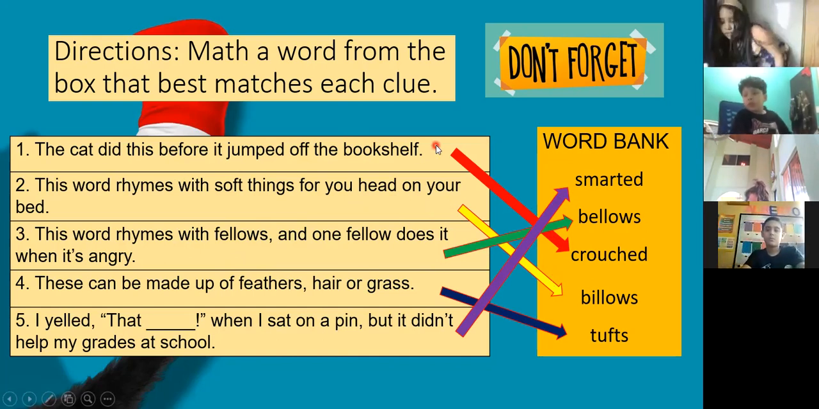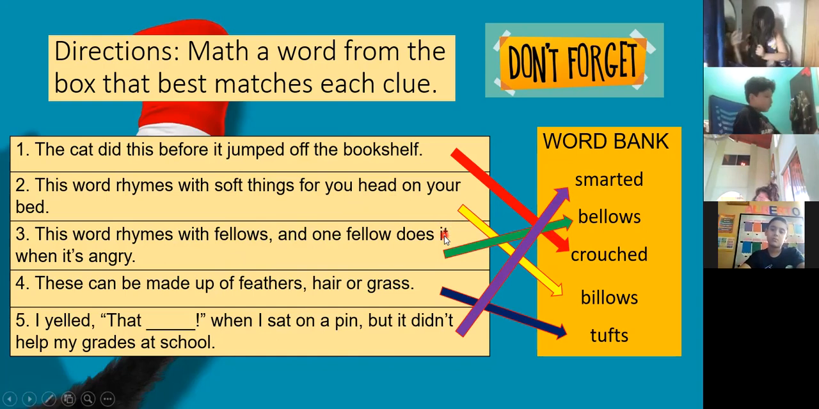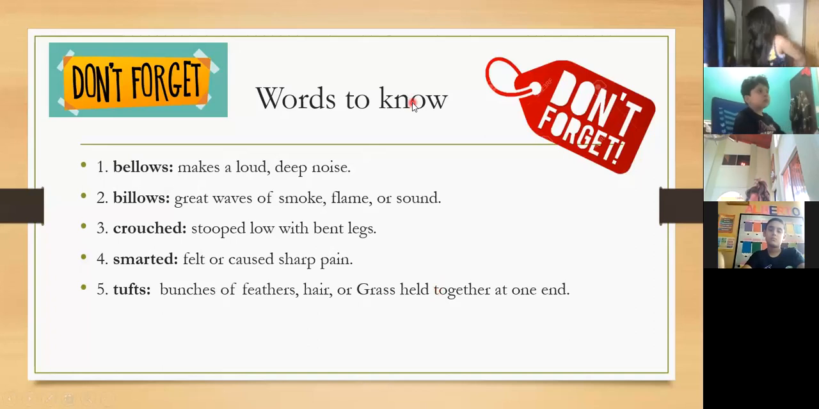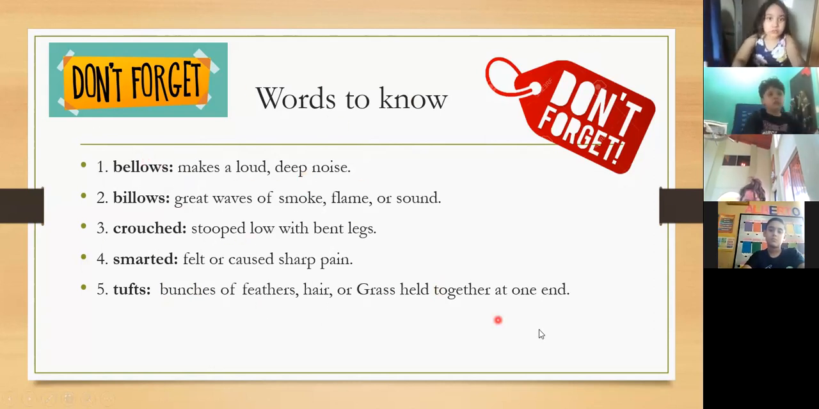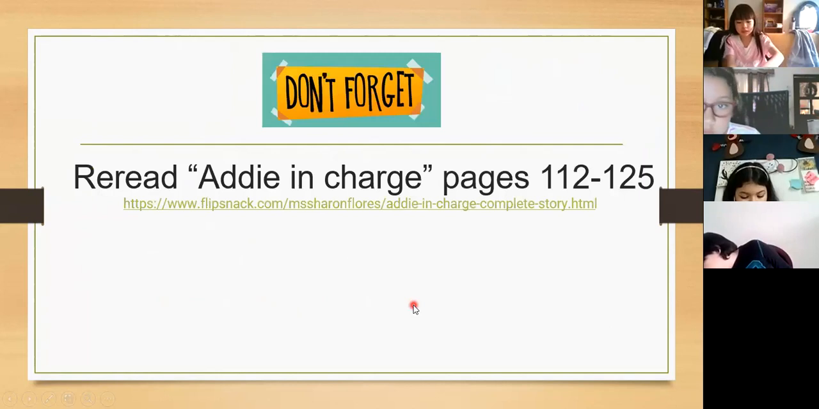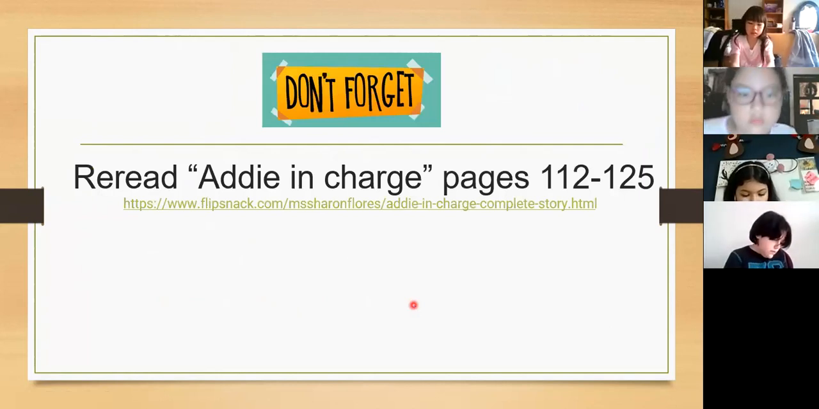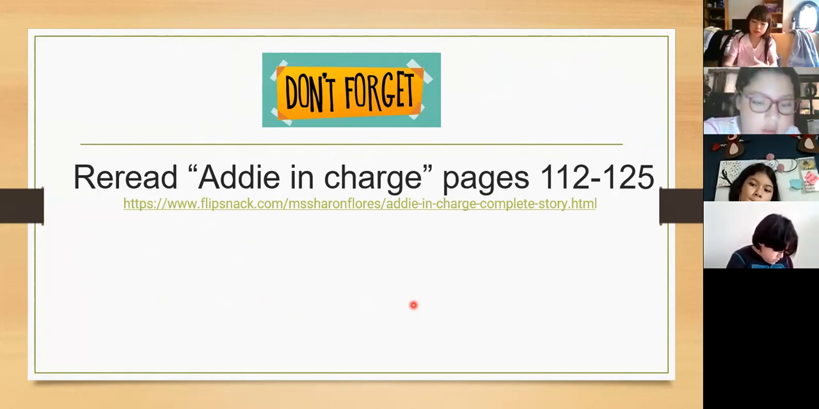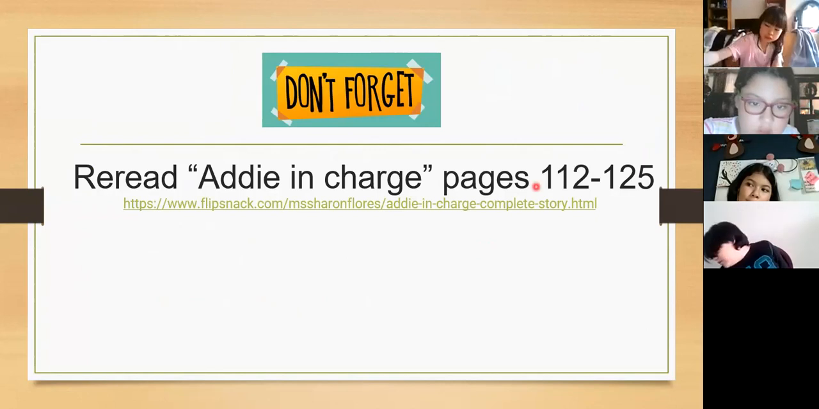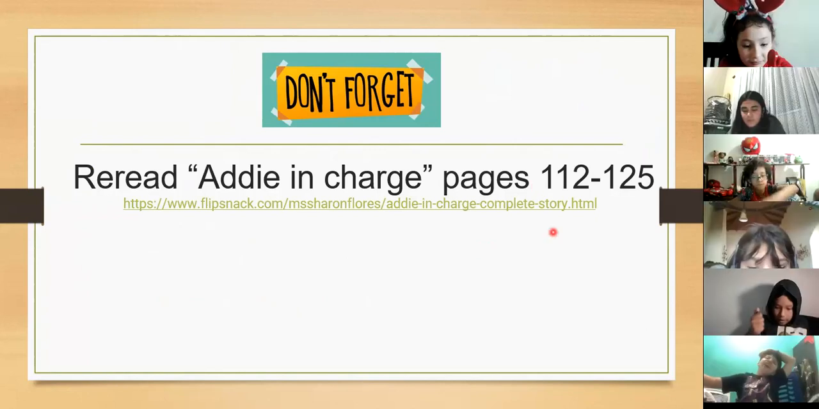For example, this one: the cat did before jumping, he was crouched. That's right. The words that rhyme with pillows, and with fellows. Okay, excellent. Now, here we have again the definitions of the words. Remember, don't forget the meaning of these 5 words. So you need to study these 5 definitions of these words. And you need to read one more time Addie in Charge so you can check the details. So before the exam, you need to read the story. Now, who can tell me what are the 2 names of the Addie brothers?